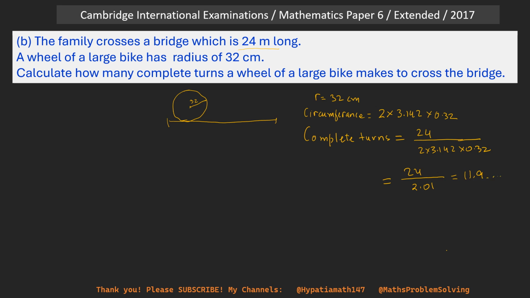So how many complete turns? It would not be approximately 12, I should say 11 complete turns. The answer is 11. So that's 11 complete turns. So the next bit.